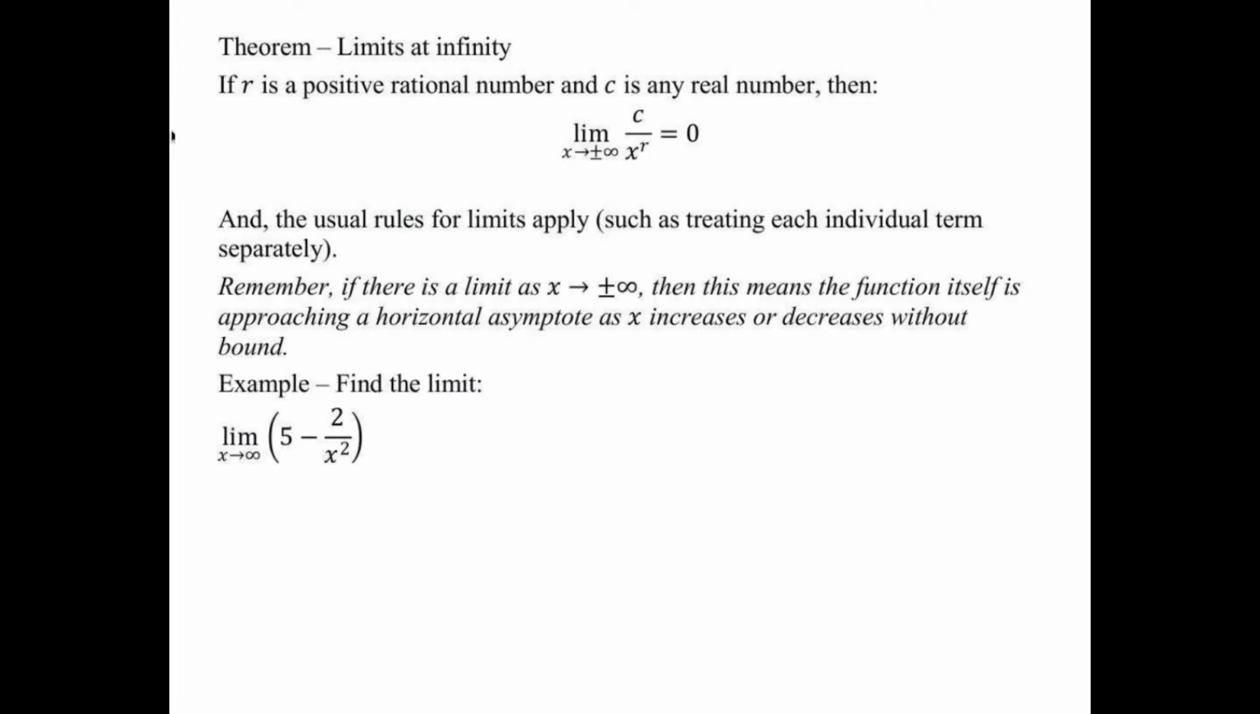So you have a theorem here that's going to help us get through the section, and it's actually really important. Your limits at infinity, if r is a positive rational number, and c is any real number, then the limit as x approaches plus or minus infinity of this rational expression, c over x to some power r, that limit is going to be equal to 0. And what that means is you have a horizontal asymptote at 0. Okay, basically it's the x-axis, or the equation y equals 0.